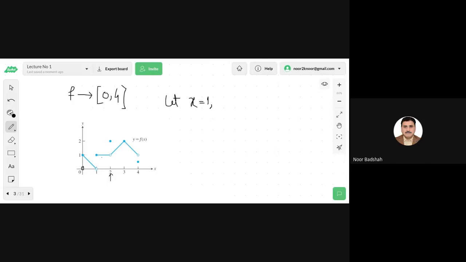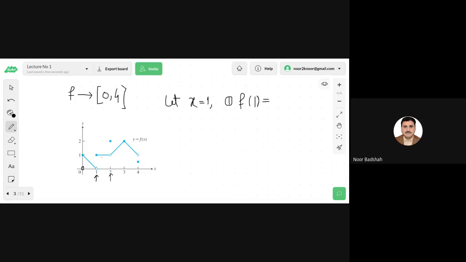Right, x equal to 1 is here. And I want to check its continuity. The first condition is, look at this carefully, whoever has asked the question, you will understand this. So in this case, f of 1 is what? F of 1, you see, the graph is coming to this point, but there is a hole here.